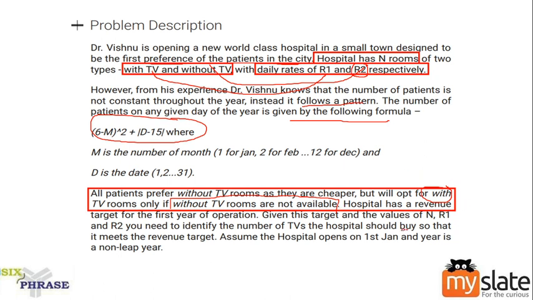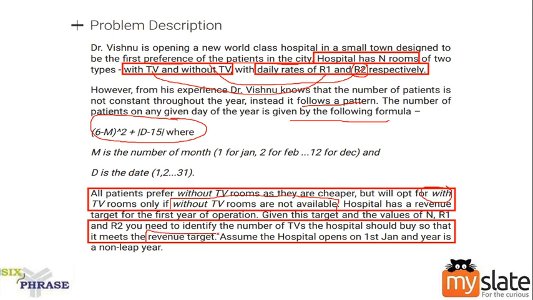The hospital has a revenue target for the first year of operation. You should achieve the target. So given the target and the values of n, R1 and R2, you need to identify the number of TVs the hospital should buy so that it meets the revenue target. So try to understand as much as possible. I am going to give you further explanation on all these lines. Here you are supposed to meet the revenue target. That is our ultimate aim. So how many TVs should we buy so that our target will be achieved?